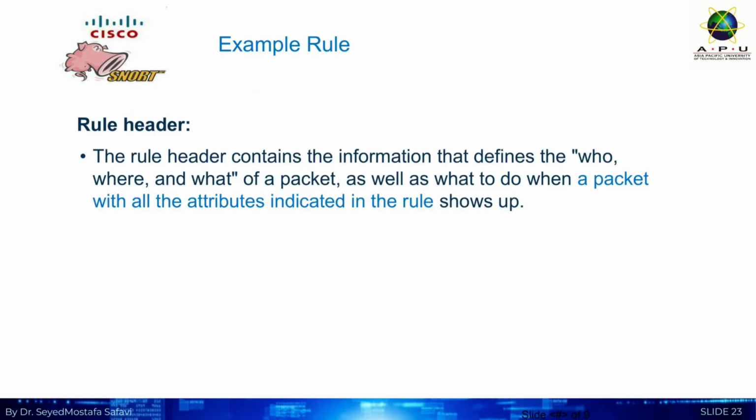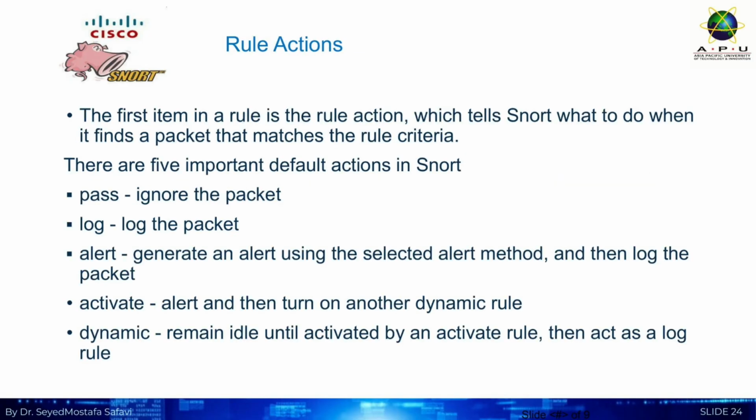A quick summary of the rule header. It defines the who, where, and what of a packet. It determines the flow and direction of the connection, source IP, destination IP, ports, and importantly, what the IDS should do when the packet is found. The first thing in a rule is the rule action. This is the verb telling Snort what to do. There are 5 important default actions.